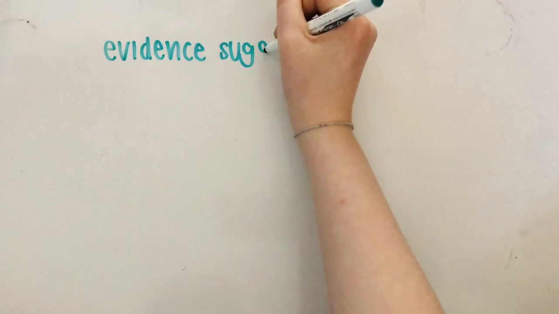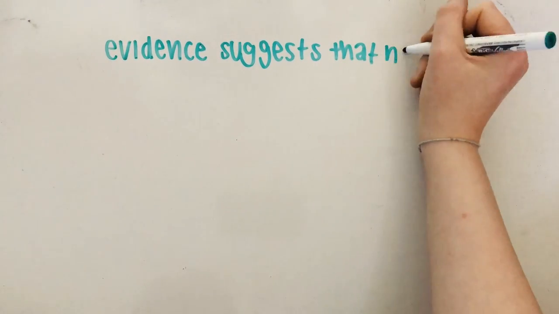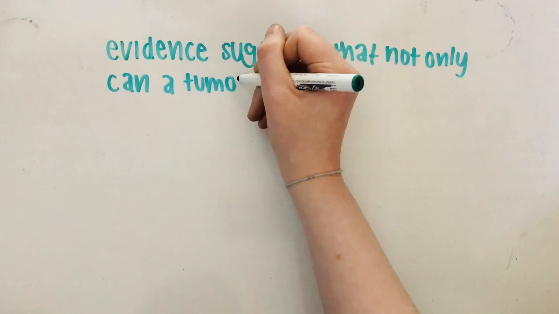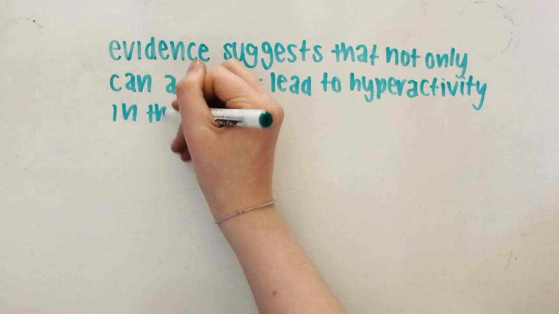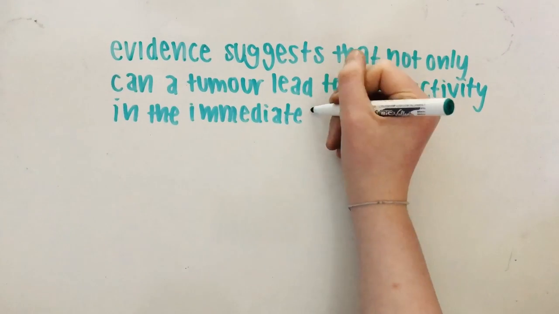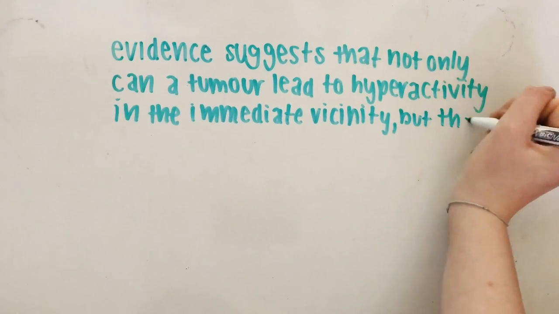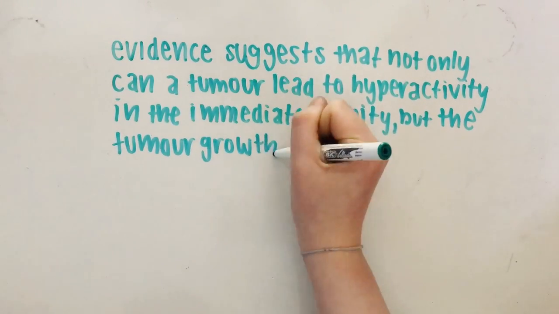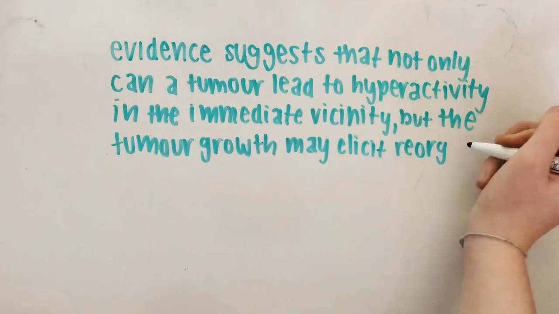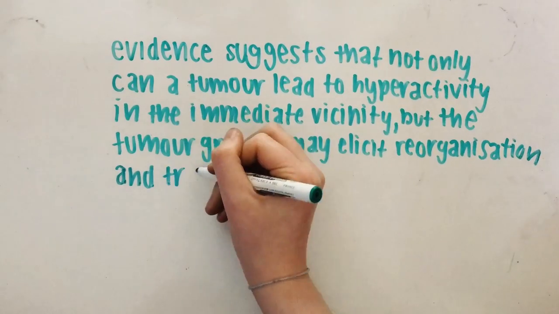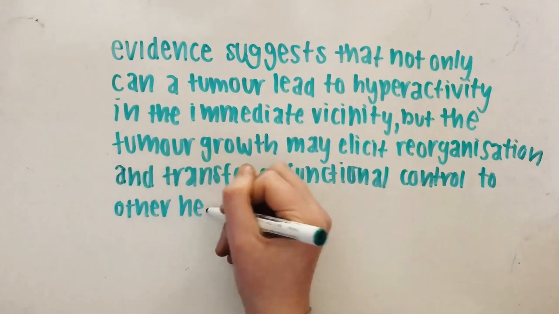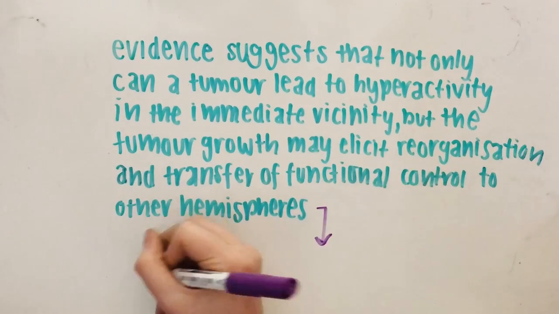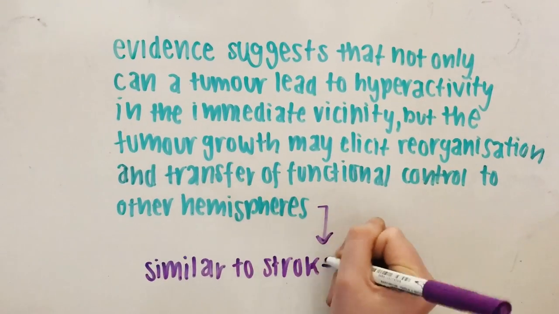Evidence suggests that tumours can lead to hyperactivity in the immediate vicinity. This hyperactivity is neuronal. This means that the neurons start to do more work and transfer more electrical impulses to compensate for the neurons that have been destroyed by the tumour. The tumour growth may also trigger a reorganisation function in the brain. This means that functional control, such as the interpretation of visual and auditory information, may be transferred to other hemispheres of the brain.